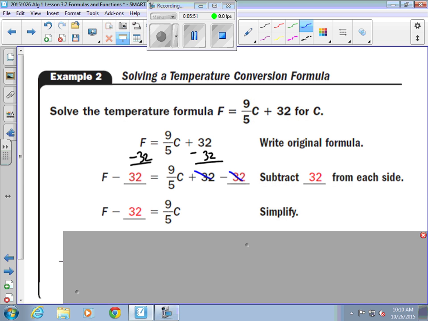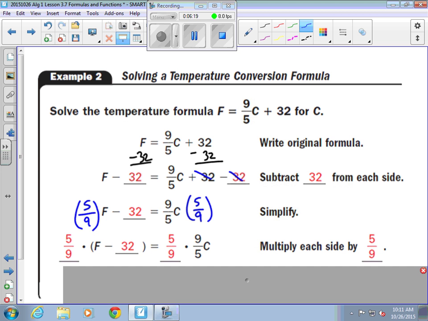Now, if you want to get c by itself, it says 9 over 5 times c. Remember, you undo 9 over 5 times something by dividing by 9 over 5. But remember, dividing by a fraction is the exact same thing as multiplying by its reciprocal. So multiply by 5 over 9. You multiply the right by 5 over 9. You do likewise to the left, multiply it by 5 over 9.